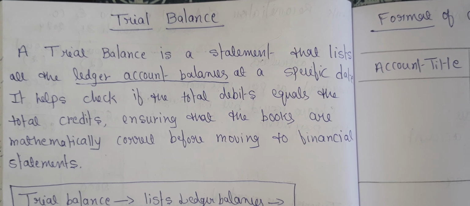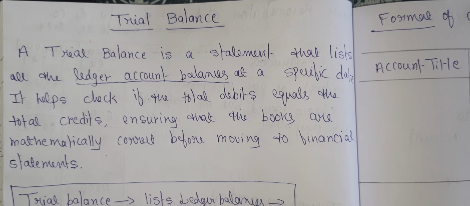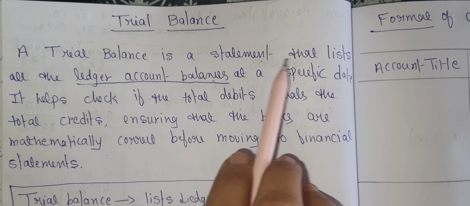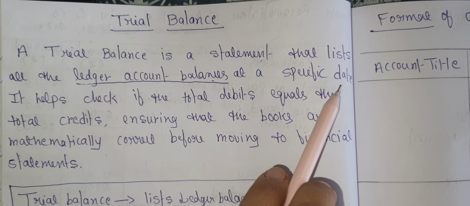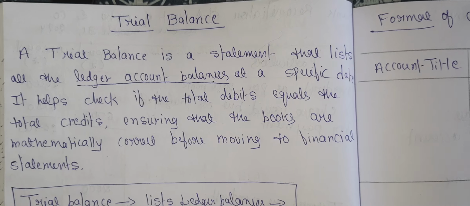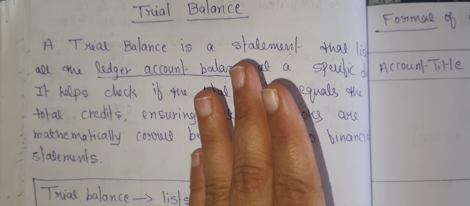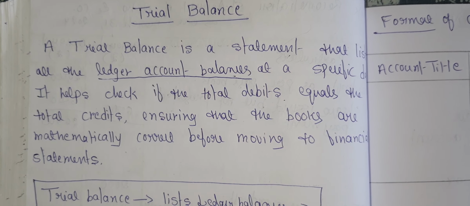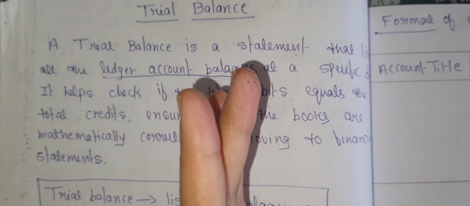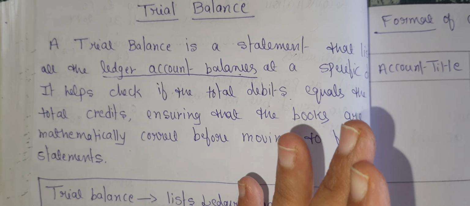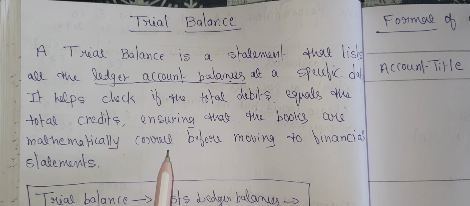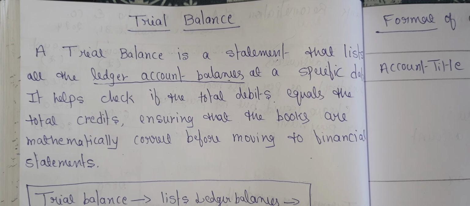to financial statements. What does that mean? It lists all the ledger account balances at a specific date, and it helps check if the total debits equal the total credits. In the earlier chapters you have learned the basic principle of accounting, that for every debit there will be an equal credit. So this ensures that the books are mathematically correct before moving to financial statements.